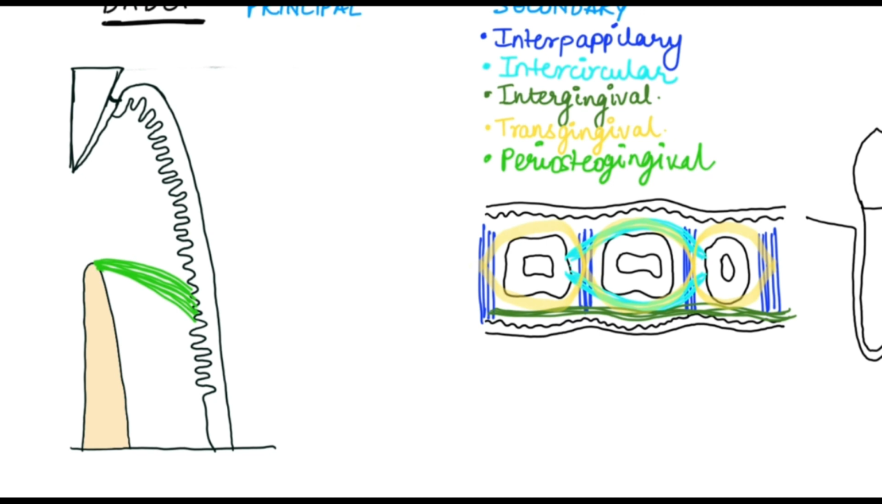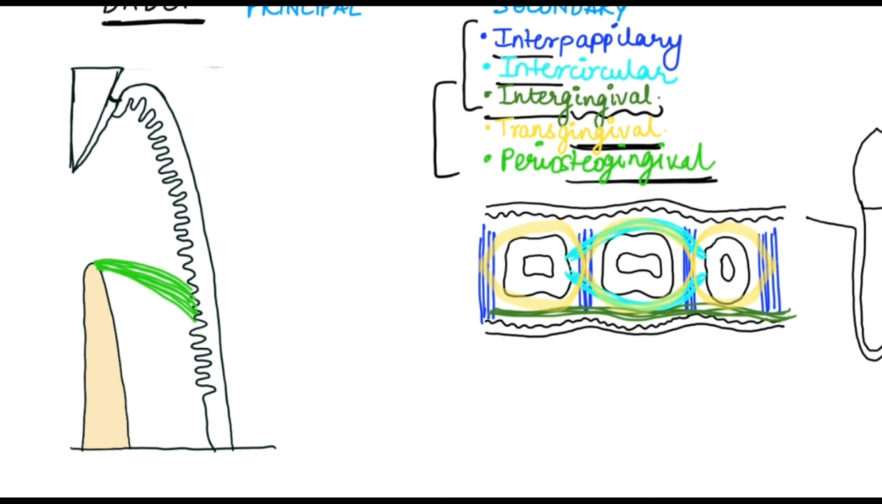They are interpapillary, intercircular, intergingival. How you remember them is that the first three have inter in them. So interpapillary, intercircular and intergingival. The last two, or even the last three actually. So this one was intergingival. From that you take the word gingival. So that one is repeated in the next two fibers. So you have intergingival followed by transgingival followed by periosteogingival.